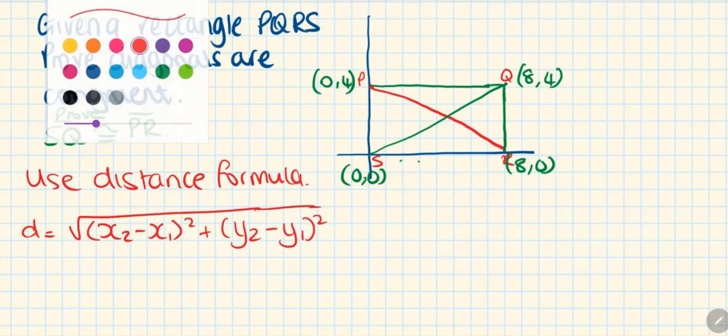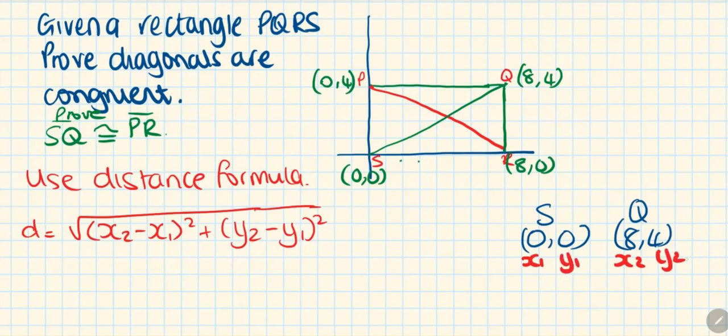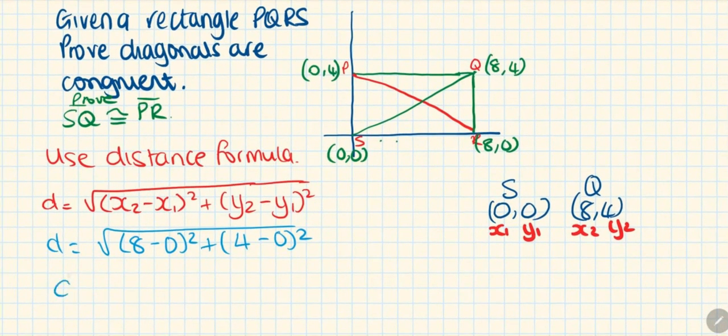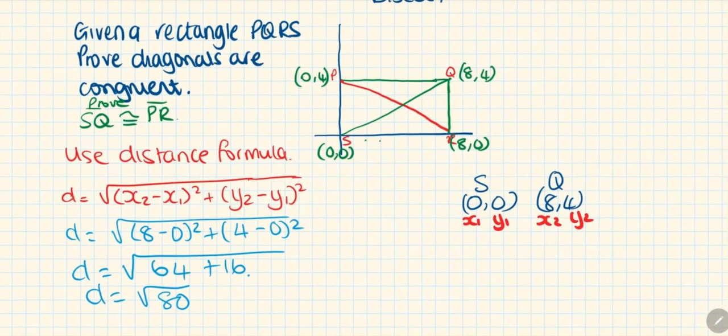If we write down what values we have, the point S is at 0, 0, and Q is at 8, 4. So this is x1 and x2, y1 and y2. We substitute them into our formula. x2 is 8, and x1 is 0, and that's squared. y2 is 4, and y1 is 0, and that's squared. So 8 squared is 64, and 4 squared is 16, so the distance is going to be root 80. We'll just leave it at that for the moment.